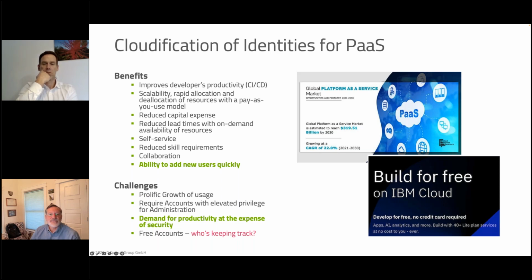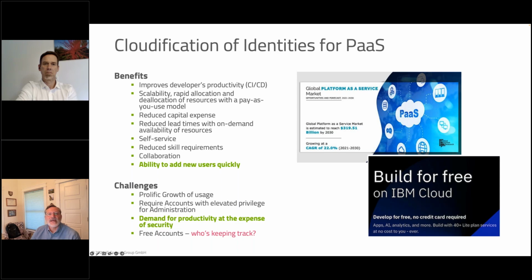One of the benefits that's touted by these vendors is that you can add users very quickly. So your onboarding or your offboarding happens very quickly. Well, that also is a challenge as new users are being added. If they're being added outside of the purview of the identity management solution, you're beginning to lose control. The market for PaaS is growing very quickly.